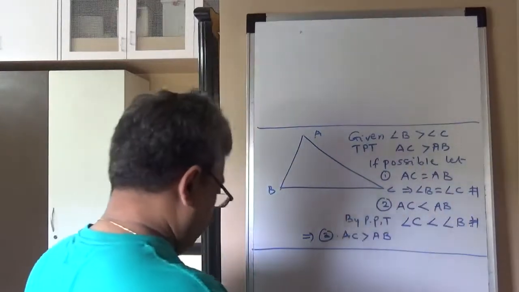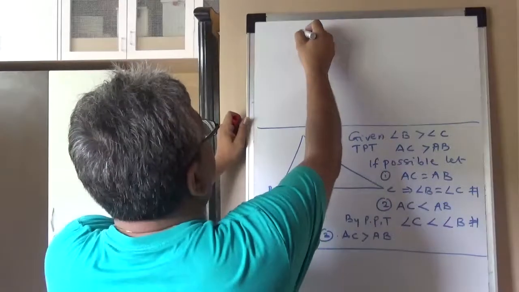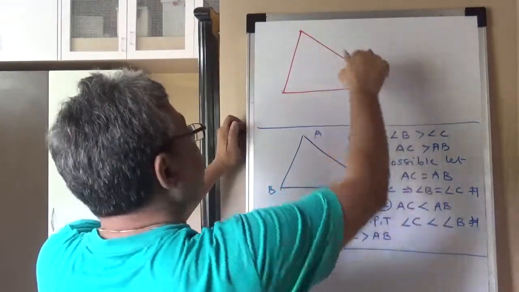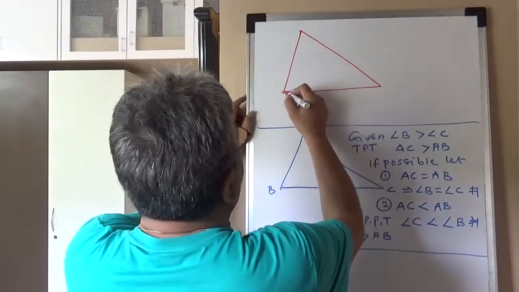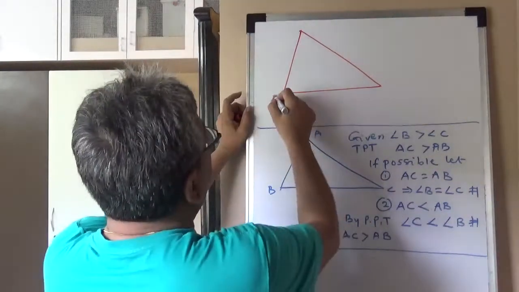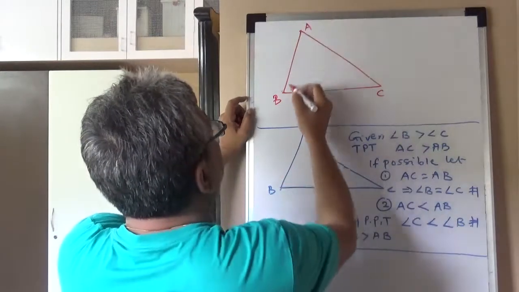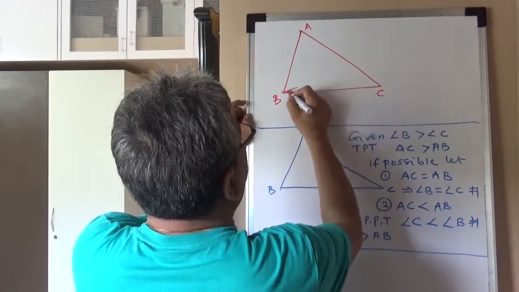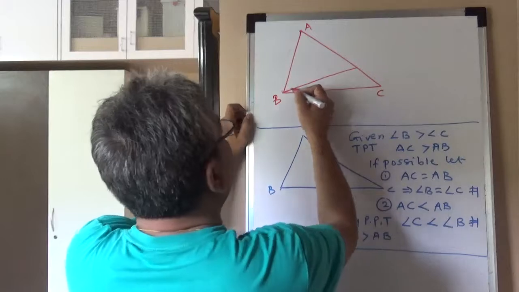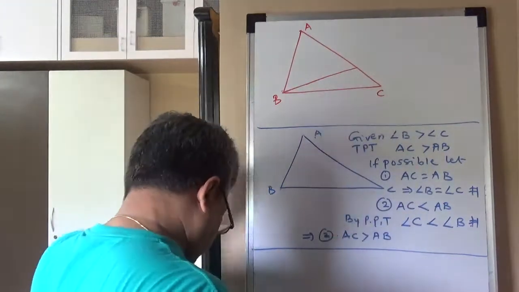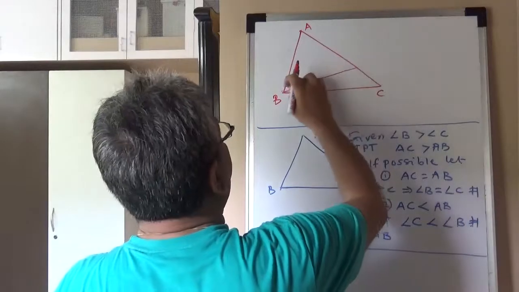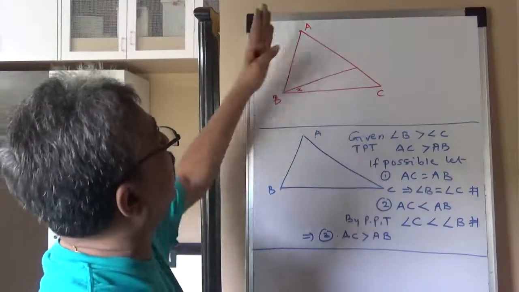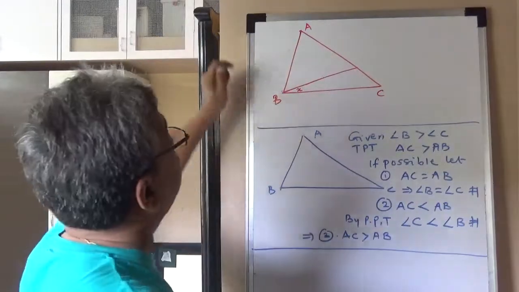Now here what we need to do is, in this triangle, again we have to create an isosceles triangle, but not by copying the side but by copying the angle. So it is given that angle B is greater than angle C, and therefore I can construct a line or a ray like this, such that these two angles are equal. I would like to find out what angle I should make to BC so that those two angles are equal.